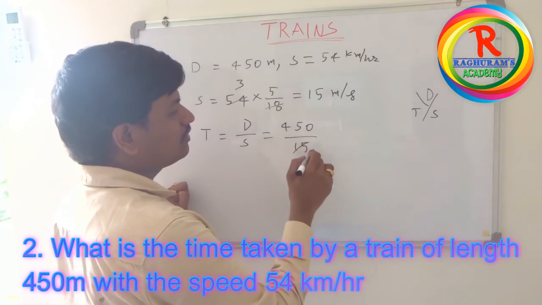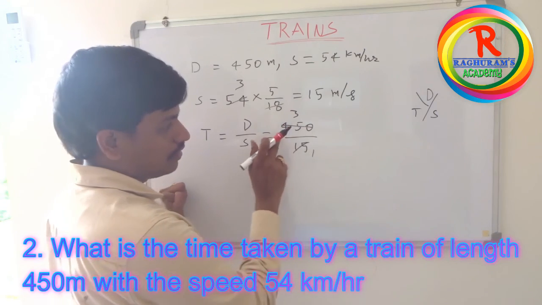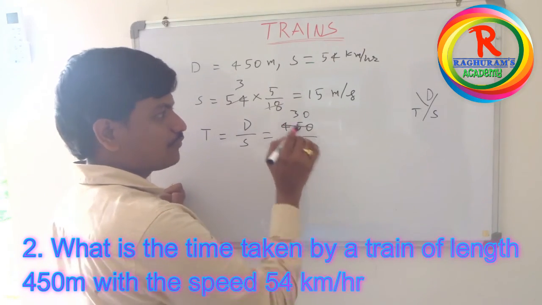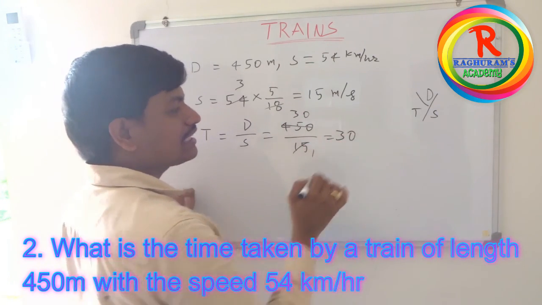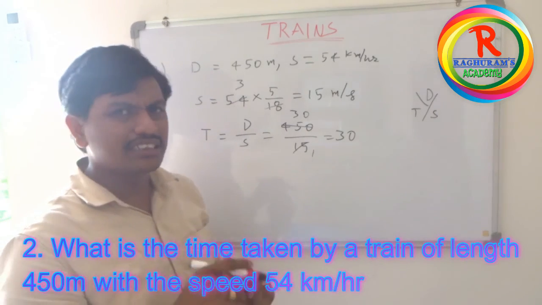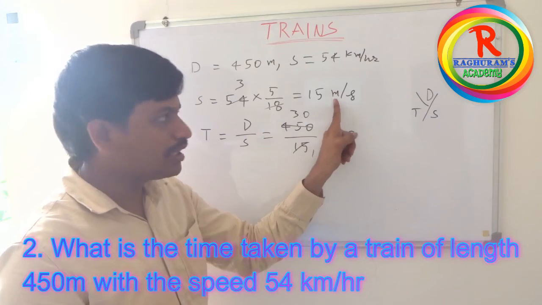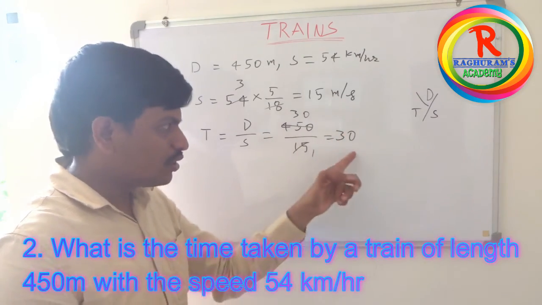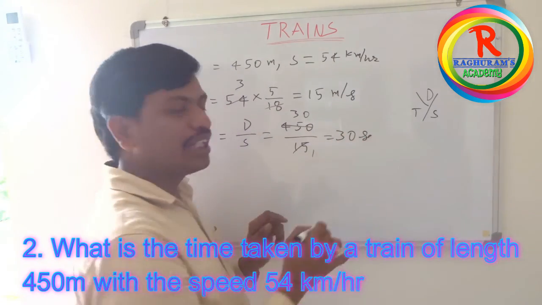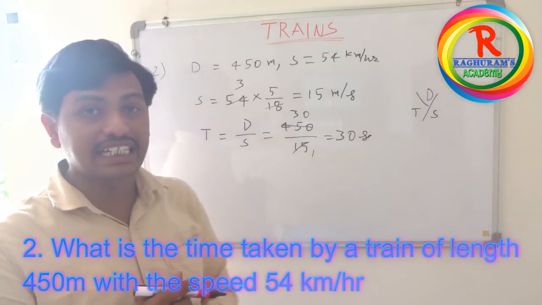15 30s is 450. So the answer is 30. What is 30? Is it in seconds or hours? Just take the speed. What is the speed? Meters per second. So the time will be in seconds. So the answer is 30 seconds.